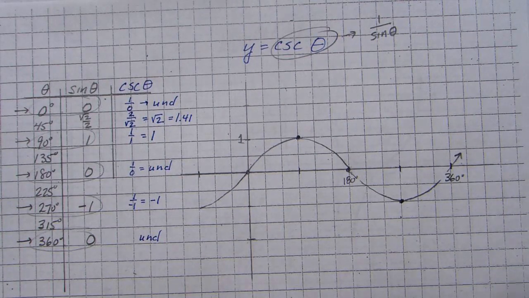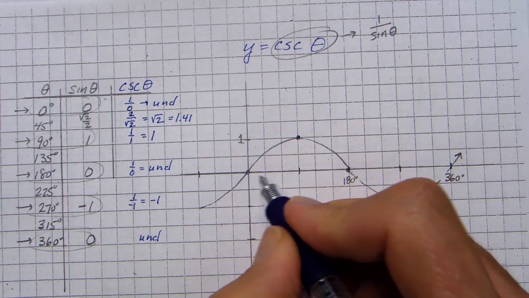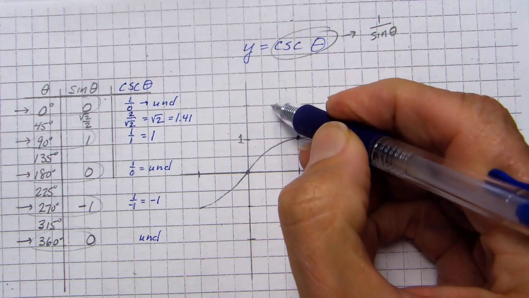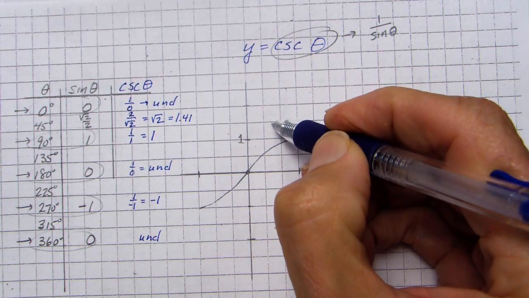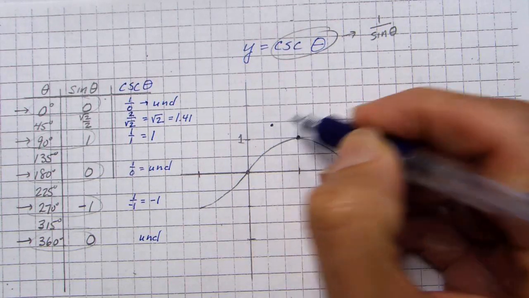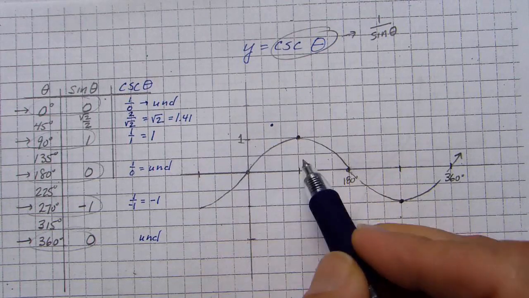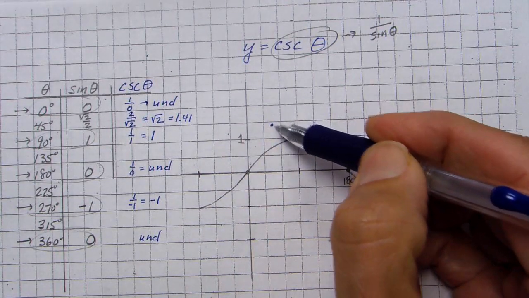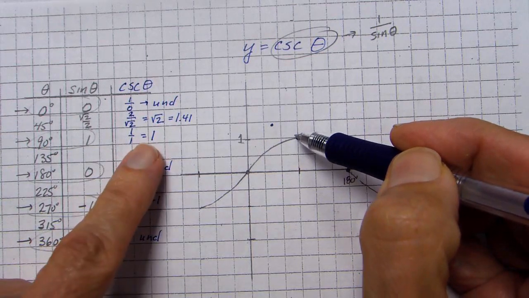And so I'm going to go over to my graph. I'm going to go to 45 degrees, and I'm going to go about 1.4. This is 1.5 here, so 1.4, maybe right about there. So I've got another point now. So at 0, I'm undefined. I've got 1.4, and then at 90 degrees, I've got 1.